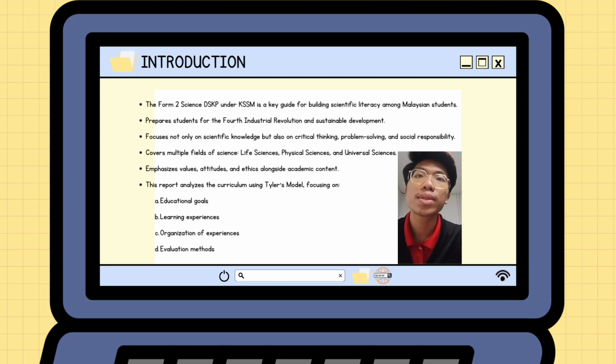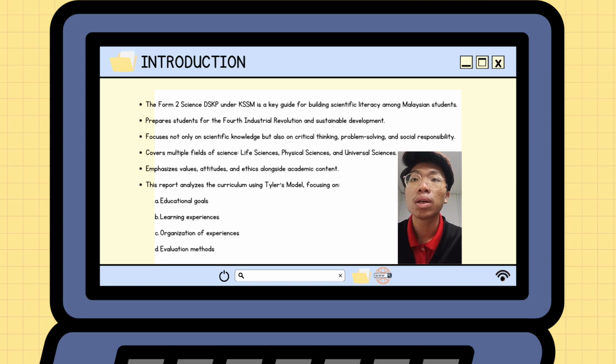Hello everyone, I will start with the introduction. The Form 2 Science Curriculum, or the SKP, is developed under the KSSM framework and serves as an important guide to help students develop scientific literacy. This curriculum doesn't only focus on teaching science facts, it also aims to prepare students for real world challenges, especially in this era of the fourth industrial revolution and sustainable development.